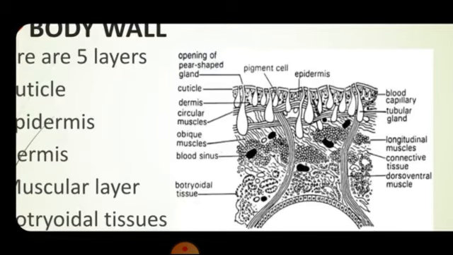Third, dermis. The dermis lies below the epidermis and is formed of connective tissue. Fourth, muscular layer. It is formed of circular and longitudinal muscles. The last one is botryoidal tissue. This botryoidal tissue lies beneath the longitudinal muscles and fills the entire coelom around the gut. Gut means stomach or belly, whereas coelom is a fluid-filled cavity between the body wall and the gut wall.